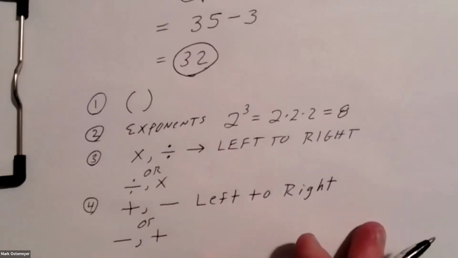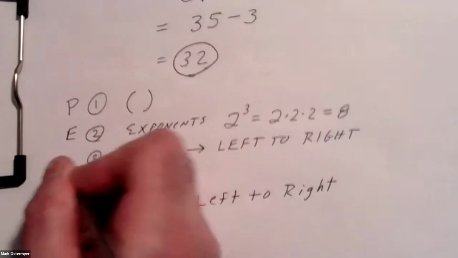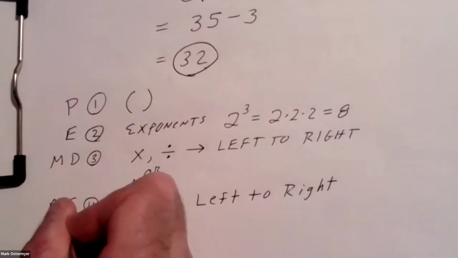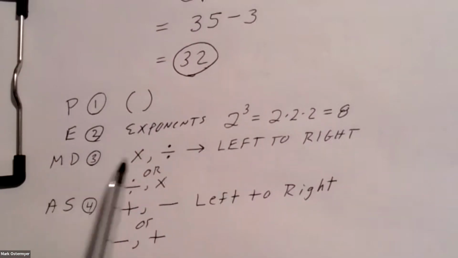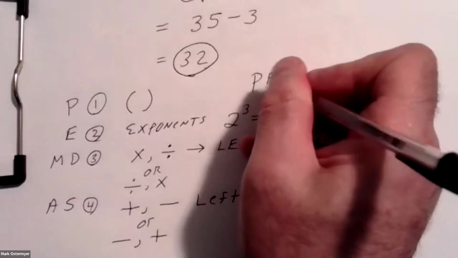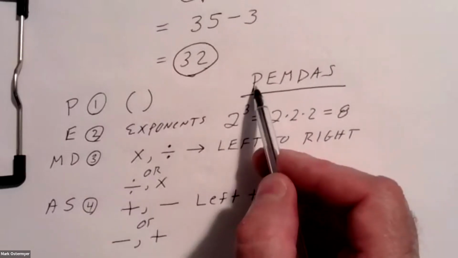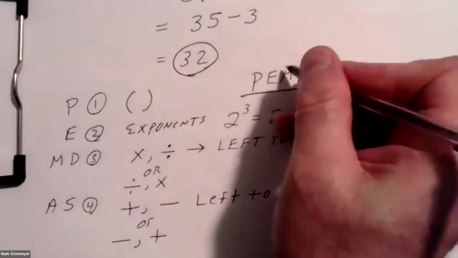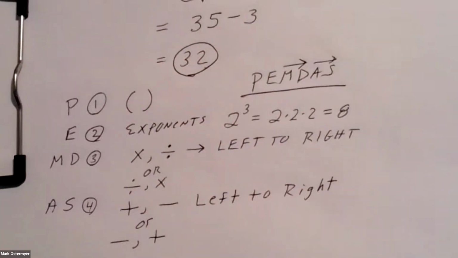Students have memorized the order of operations by attaching an acronym to it: Please excuse my dear Aunt Sally. P for parentheses, E for exponents, M for multiplications, D for divisions, A for additions, S for subtractions. Please excuse my dear Aunt Sally, as a way of remembering the order of operations. Parentheses, exponents, multiplications and divisions as they occur from left to right, additions and subtractions as they occur from left to right. The order of operations.